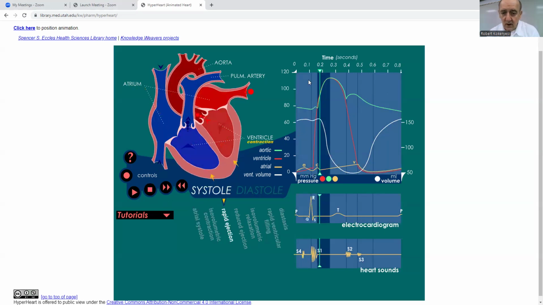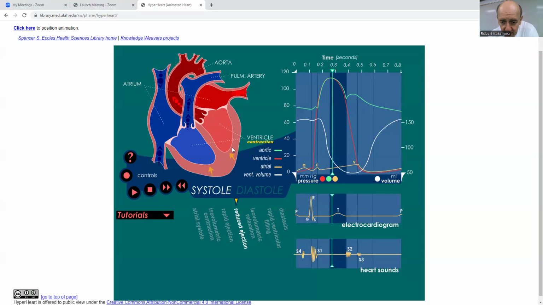Let me stop right here. So the ventricles are contracting for a very, very long period of time. Let me see if I can step this forward. So we started around 100 milliseconds, and if I can forward this, the ventricles are still contracting. You see this yellow arrow, and you see the change of shape of the ventricles. We're approaching 0.4 seconds in this cardiac cycle.